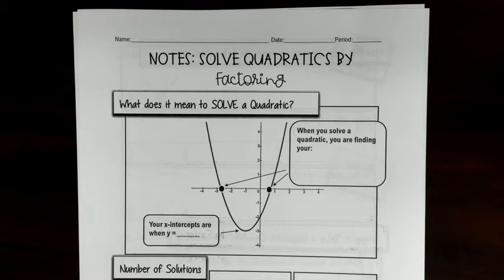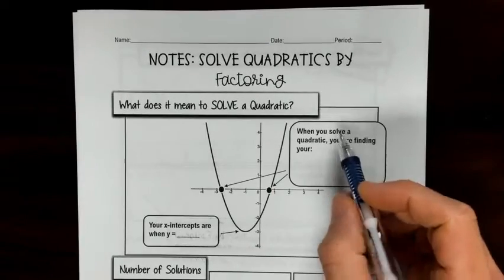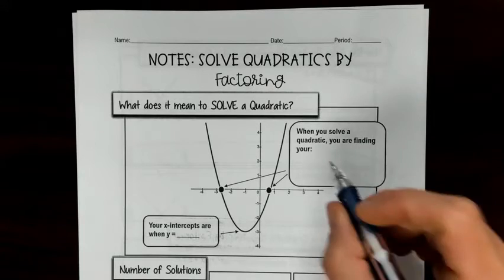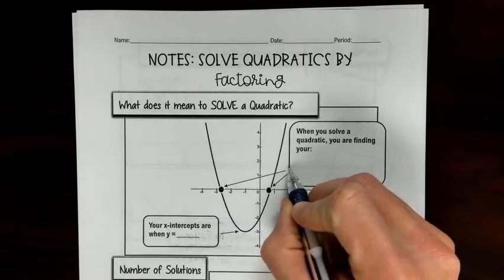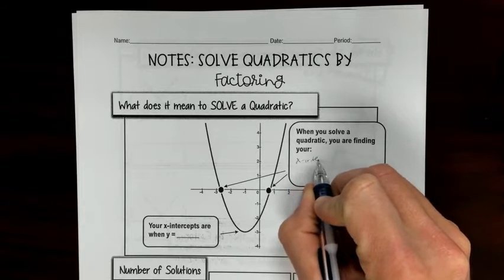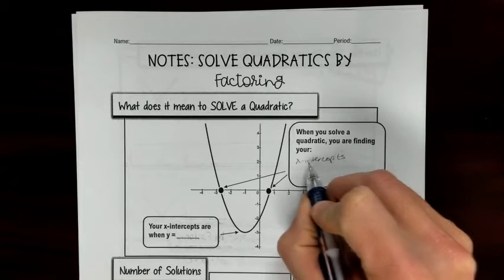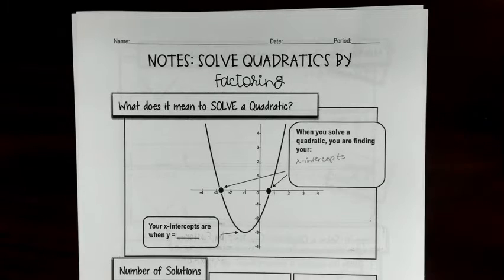Alright, so first thing we're going to look at: what does it mean to solve a quadratic? Well, when we're solving a quadratic, we are finding our x-intercepts. So where the graph is crossing or touching the x-axis.